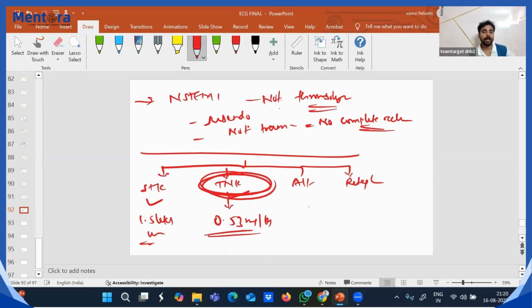Streptokinase usually has the side effect of hypotension, and anaphylactic reactions are a side effect. So more bleeding is a chance. Usually you don't prefer it, but streptokinase cost is only 5,000. Tenecteplase cost is 36 to 40 to 50,000. Right. So this is done.